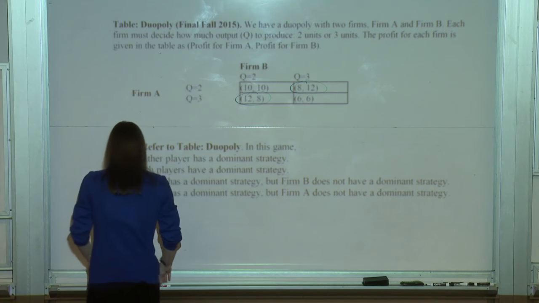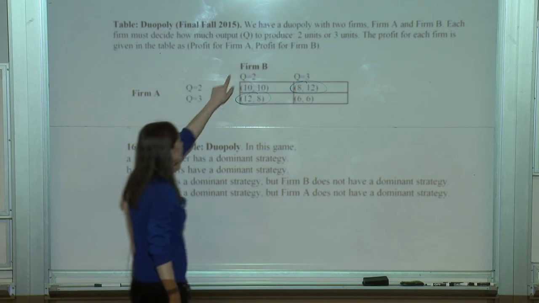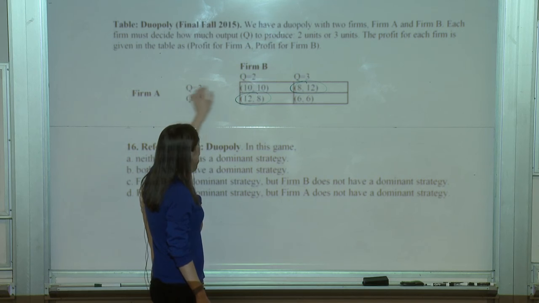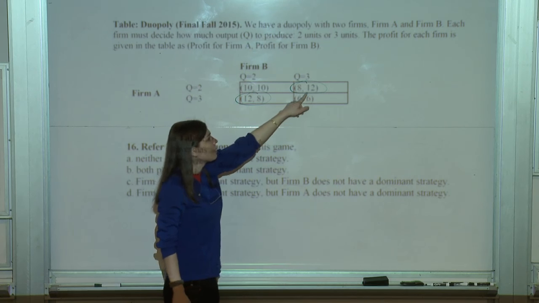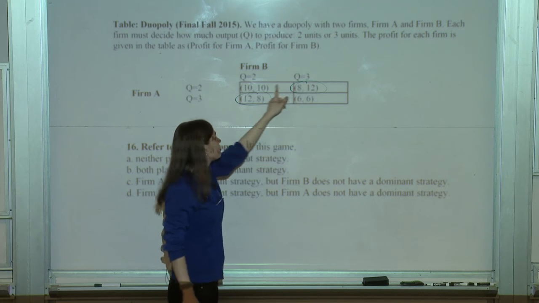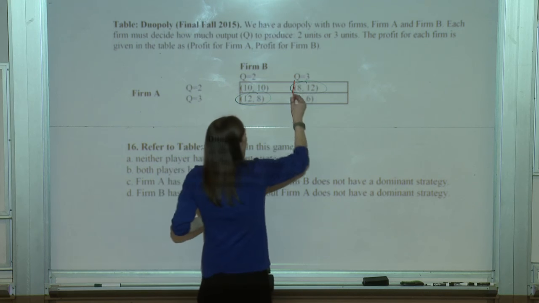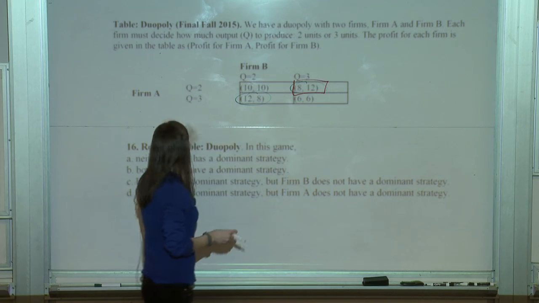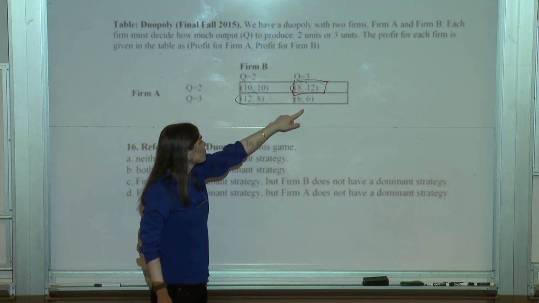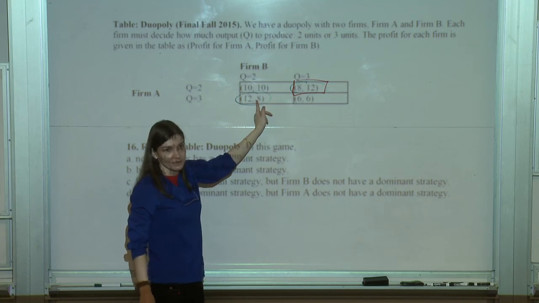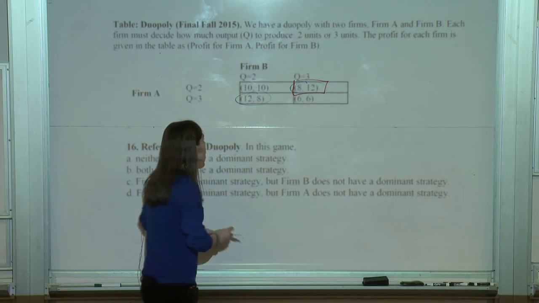Now from the other firm's perspective, I'm B. If A is to choose 2, what should I do, 2 or 3? 3, because it gives me 12 versus 10. And if A is to choose 3, what should I do, 2 or 3? 2, because it gives me 8 versus 6.